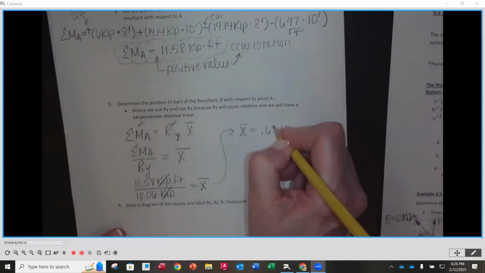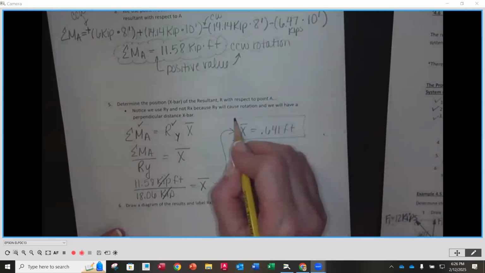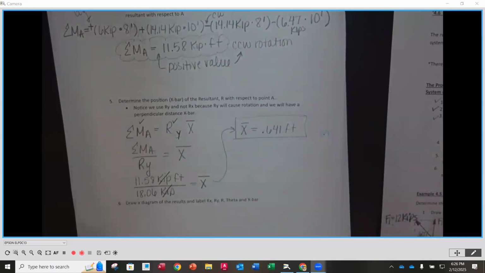You get 0.641 feet. That's what the book looks like, the answer. Okay.